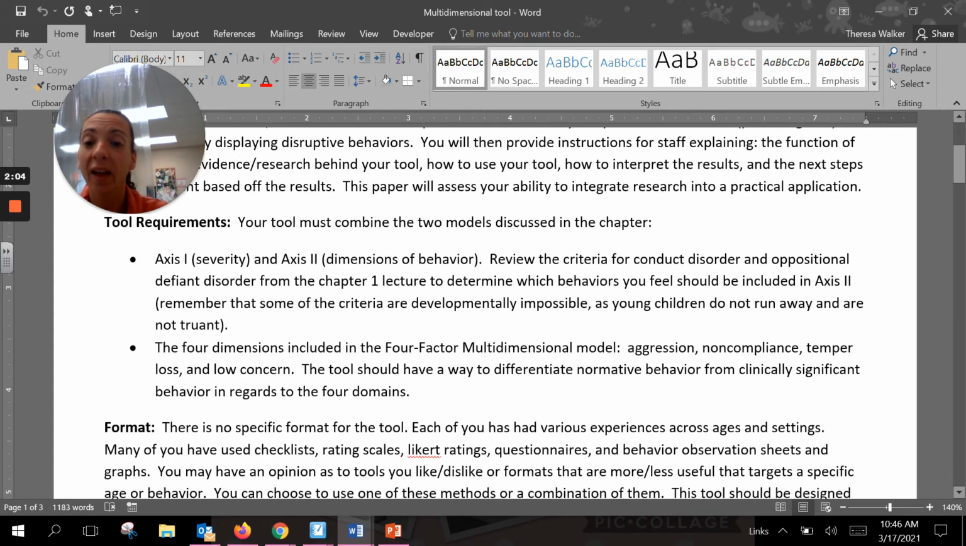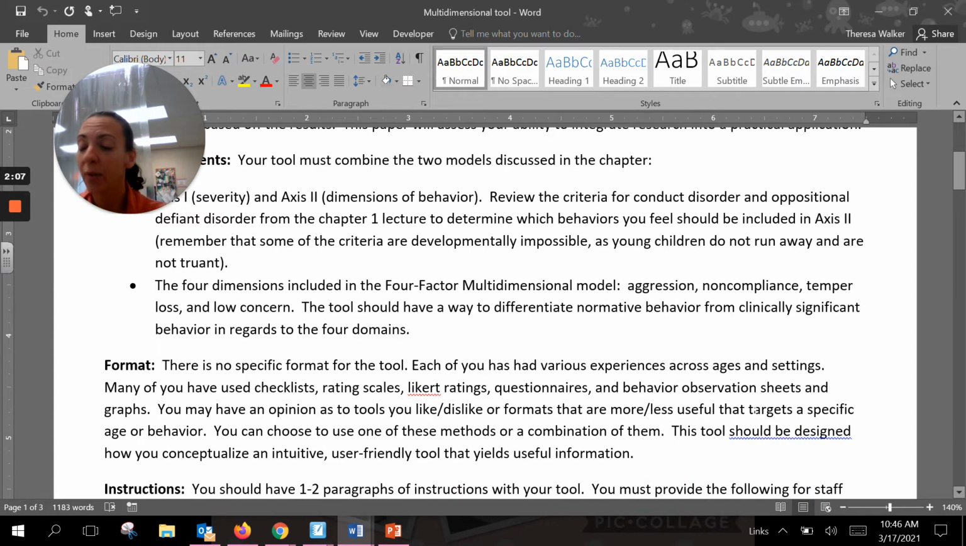The format. There's no specific format for the tool. And the reason that I say this is because I found in the past that if I give a specific tool or if I give an example, everybody's ends up looking like that. And that's not what I want you to do. Each of you has had various experiences across ages and settings. You've had use with some checklists, rating scales, Likert scales, questionnaires, behavior observation sheets, and graphs. You also probably have an opinion as to which tools you liked and didn't like, and which ones you found more or less useful. You can choose any of those methods for your screening tool. You can choose a combination, or you can choose any of those that aren't mentioned there.